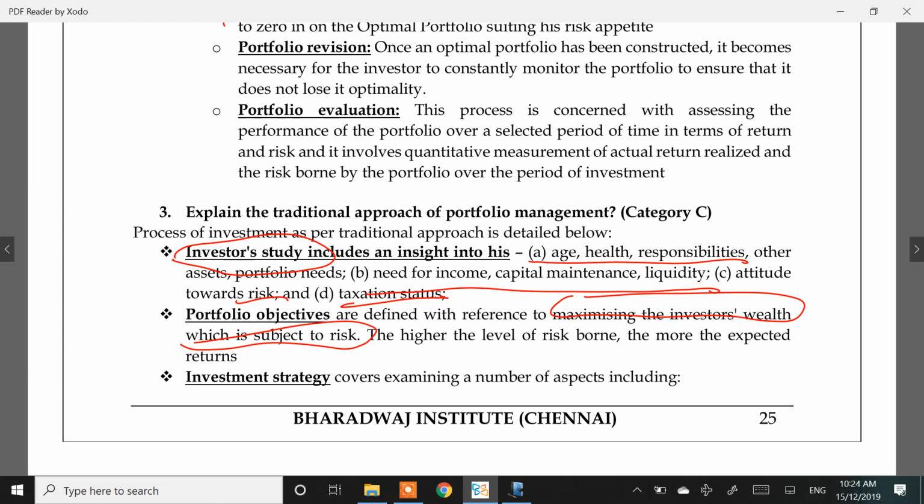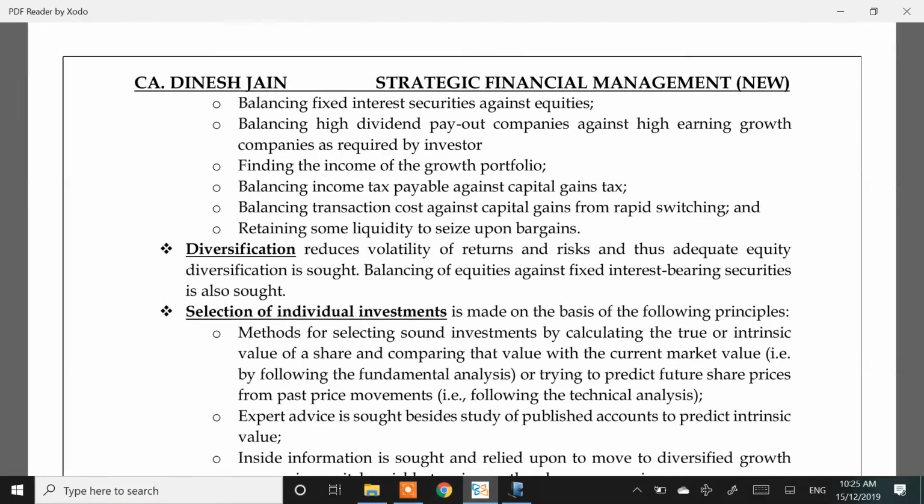Then I bring in an investment strategy. In my investment strategy, I may have to balance fixed interest securities against equities. I may have to balance between high dividend growing companies as compared to high earning growth companies. Also, I'll have to balance between income tax payable against capital gain tax, transaction cost against capital gains. So there is a lot of balancing that needs to be done.